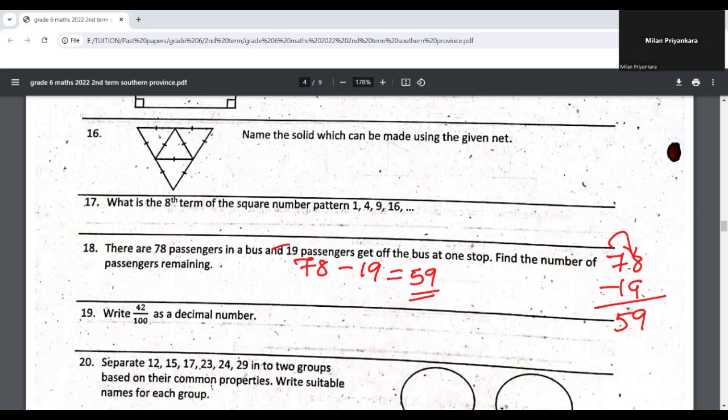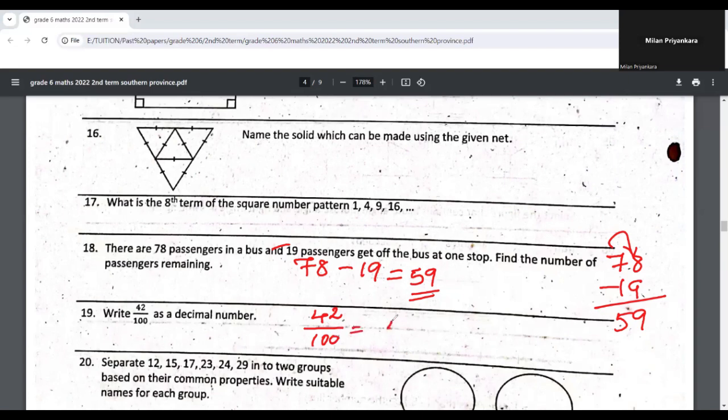And 42 over 100 as a decimal number, you have to write in the 19th question. And I teach my students one method to get this kind of decimals. So when you have to divide some number by 10, 100, or 1000 or 10,000, something like that, you need to move the decimal point to the left side. It is something like this: 42 over 100.